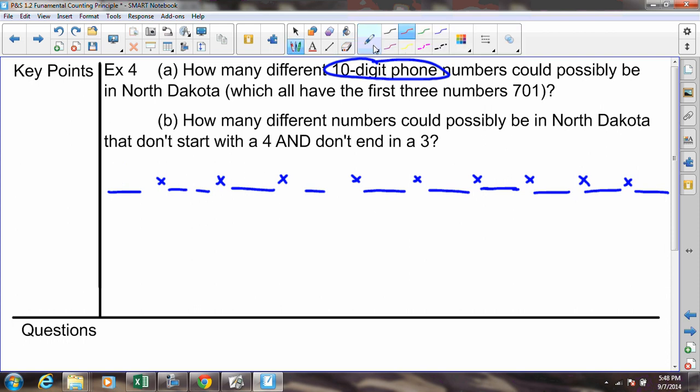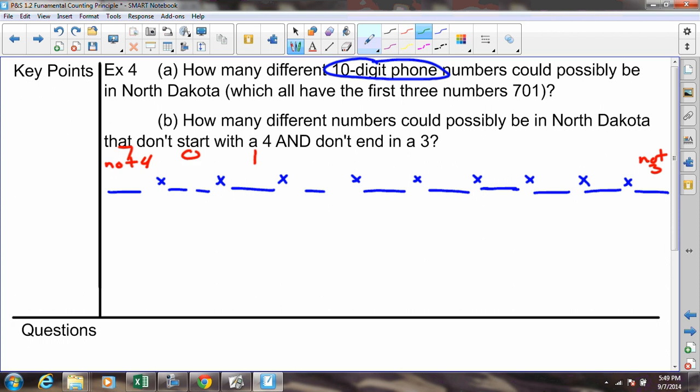So putting in the restrictions, here's what we have to have. The first three numbers have to be 701, and this one has to be not 4. And at the end, it cannot end in a 3. With those restrictions, what are the options? What's available?